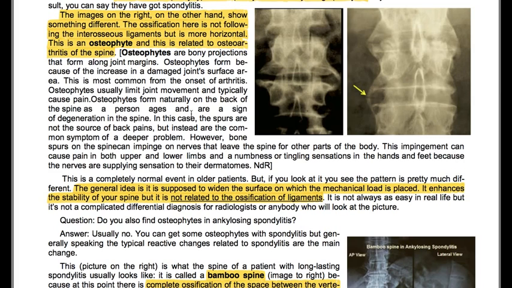Okay. This is a completely normal event in older patients, but if you look at it, you see the pattern is pretty much different. The general idea is it is supposed to widen the surface on which the mechanical load is placed. It enhances the stability of your spine, but it is not related to the ossification of ligaments. It's not always as easy in real life, but it's not a complicated differential diagnosis for radiologists or anybody who will look at the picture.